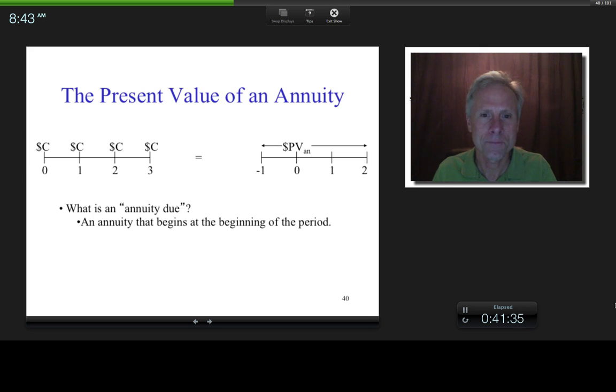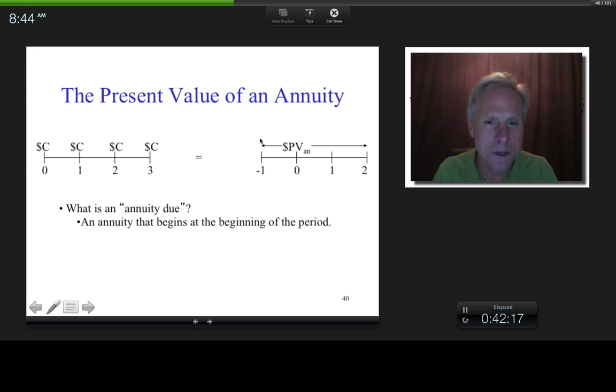Why not? Because if I understand the present value of annuity, I could apply my present value of annuity formula to this. And if I did that, what would my T be? How many of these cash flows are there? There's 4 of them, right? So in the formula, my T would be 4. And for what time period would my solution be? Well, if the first C is at time 0, the solution is going to be at time period minus 1. So in this example, the solution would be right here.